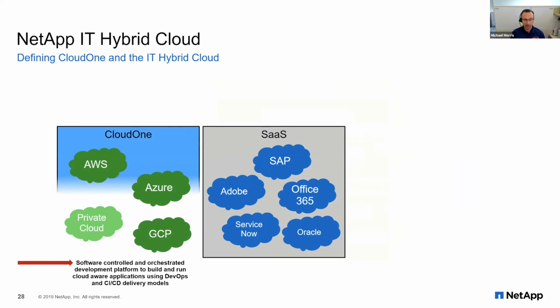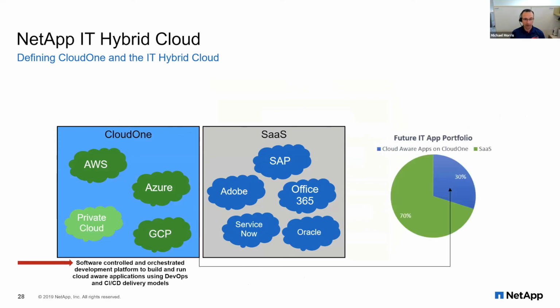So this is where we get the hyperscalers, AWS, Azure, Google Cloud, and our private cloud. And what we ultimately created in CloudOne is a software controlled and orchestrated, so software defined development platform. So our software developers in NetApp IT can build and run cloud-aware applications, so microservices-based applications running in containers using DevOps and CI/CD delivery models. That is ultimately what CloudOne provides to our developers, the ability to create custom applications in a cloud-aware architecture.